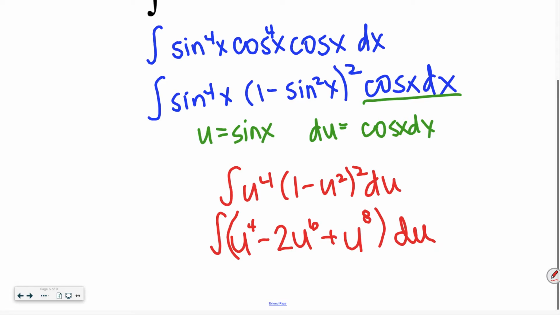Wouldn't it be u to the 4th times (1 minus u squared) squared? Then you would have plus u to the 12th, because u to the 6th times u to the 6th is... Well, because this is going to give you 1 minus 2u squared plus u to the 4th. And then when you multiply by u to the 4th, you add your exponents. Do you understand what I'm saying?